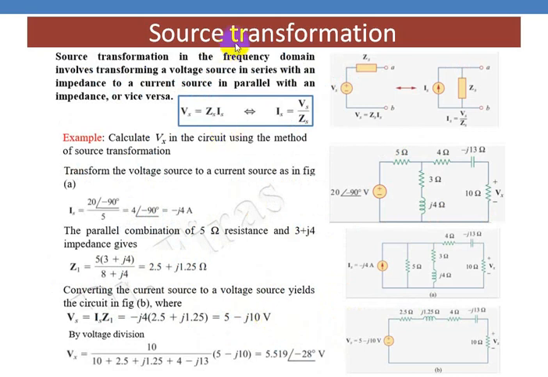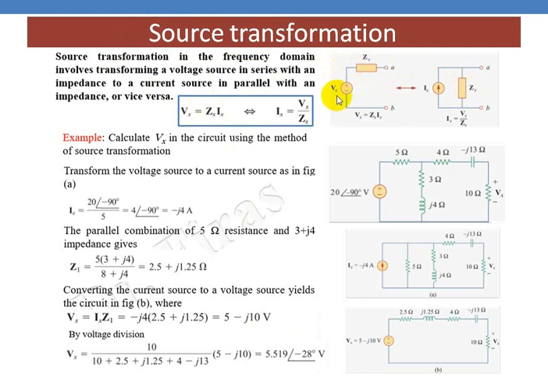Coming to source transformation. We can convert a voltage source into a current source, as we have seen in DC circuits. The source transformation in the frequency domain involves transforming a voltage source in series with an impedance to a current source in parallel with an impedance, or vice versa. So this can be converted like this, or this can be converted like this.